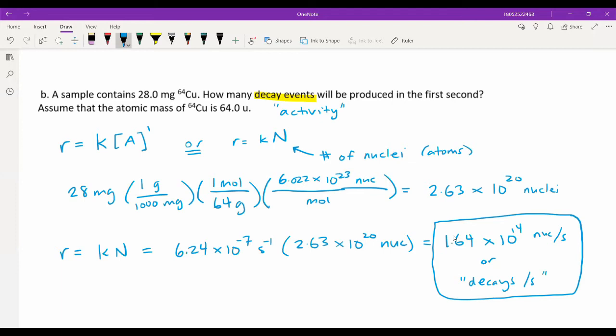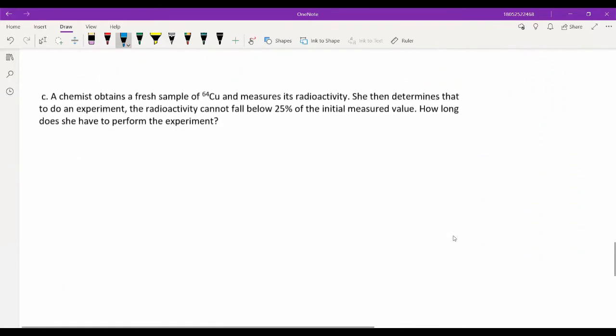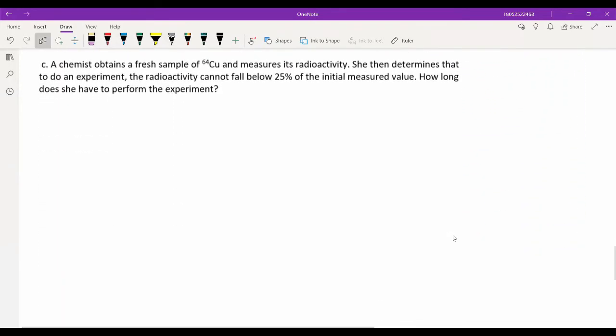All right, so the last part is just a typical kind of kinetics question where, normally with an integrated rate law, you are using this form to figure out how much is left after a certain time or how long it takes for something to be used up.